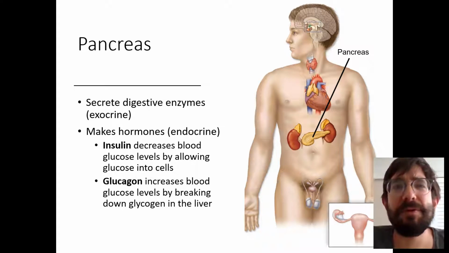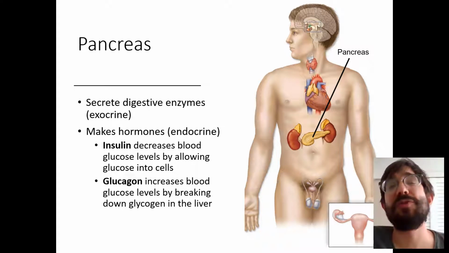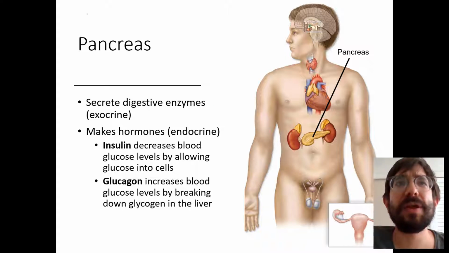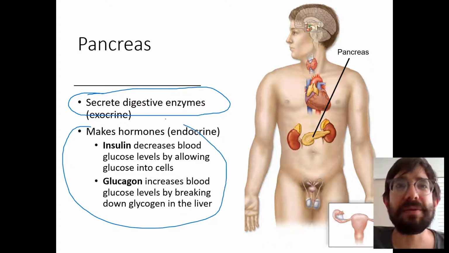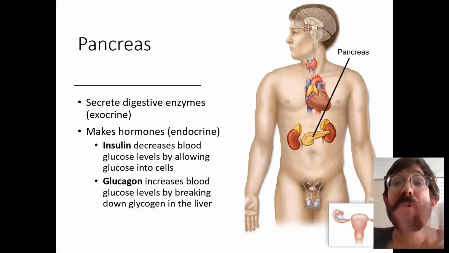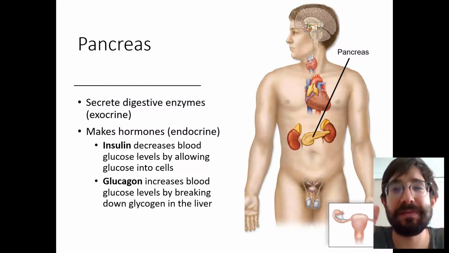Now we're down to the last few. Pancreas has 2 jobs, or 3 you could say, but one job is unrelated to the endocrine system. It makes digestive enzymes. That's actually an exocrine function, as the Canvas page talks about. So for the endocrine system, it has other things going on. It makes both insulin and glucagon.